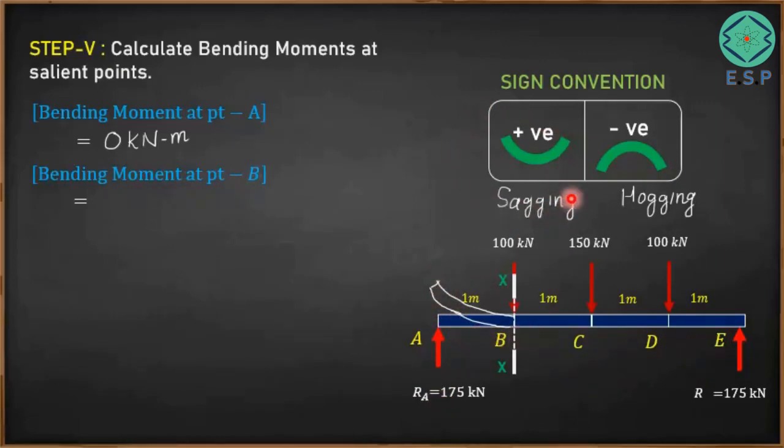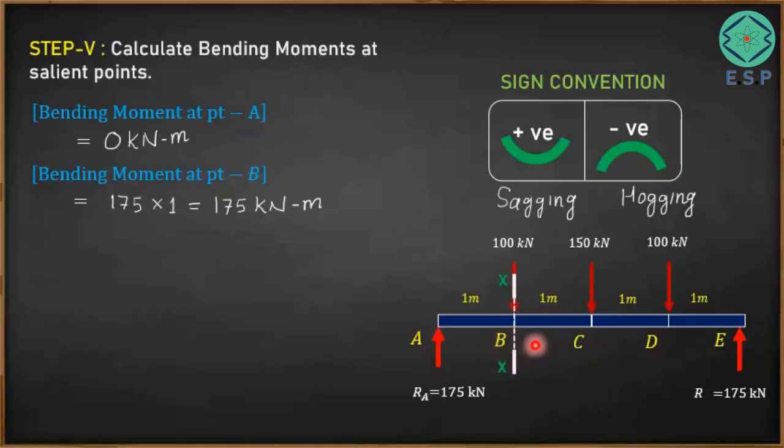This is going to be the positive bending moment, and the value of the bending moment is going to be 175 times distance, which is 1 meter. So it is 175 times 1 meter, and that is going to be 175 kilonewton meter. So this is the bending moment at point B.